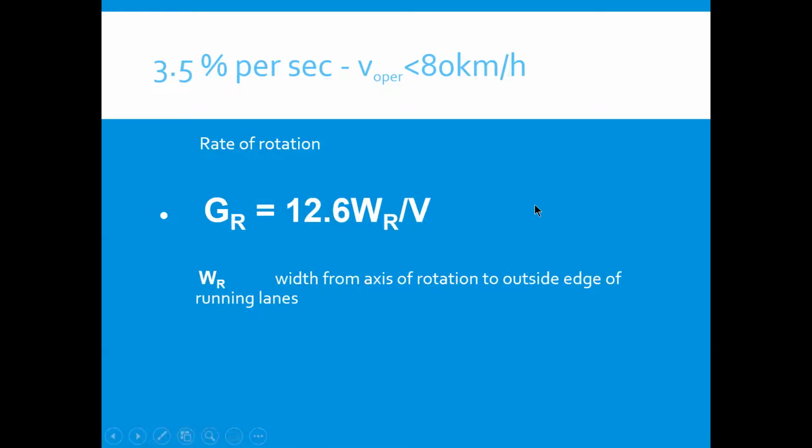The relative grade is a percentage difference between the grade of the edge of the carriageway and the grade of the axis of rotation. For a rate of rotation 3.5% per second, which is appropriate for operating speed less than 80 kilometers, the following formula should be used, where WR is the width from axis of rotation to outside edge of running lane.